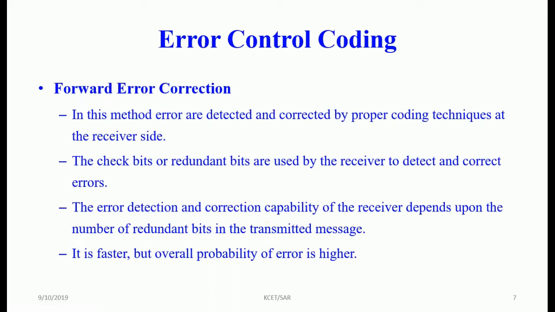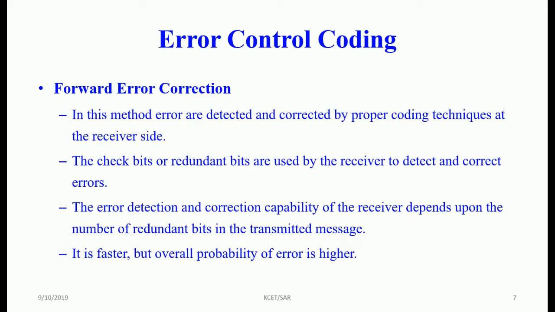Next, we are going to see the error control coding. In error correction, there are several types, and one of them is forward error correction. In this method, errors are detected and corrected by a proper coding technique at the receiver end. How to detect or correct this error? The check bits or redundant bits are used on the receiver side to detect and correct the error. How to add the check bits? On the transmitter side, the check bits or redundant bits are added.